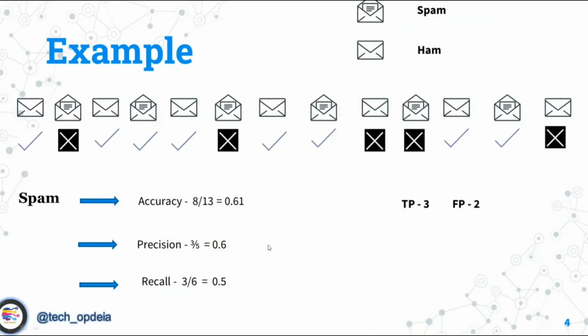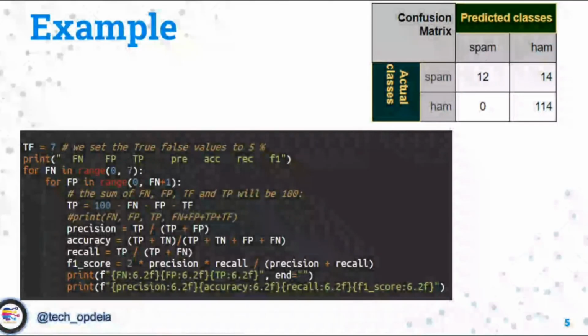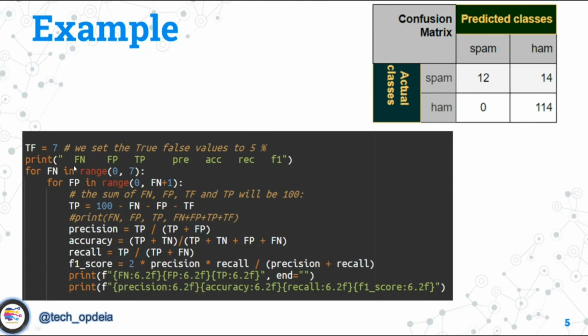Now hope you got the clear understanding of accuracy, precision and recall. Now let's see why we need F1 score. This is the confusion matrix of spam or ham. If you don't know confusion matrix, I will give the previous video link of confusion matrix in the description. So please first go through it and then come here.